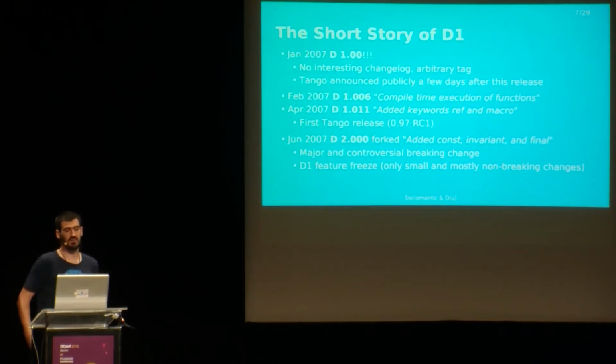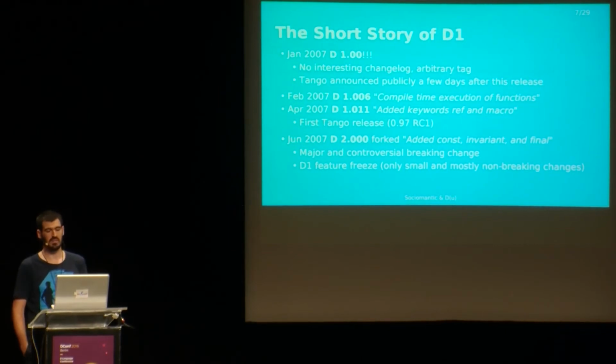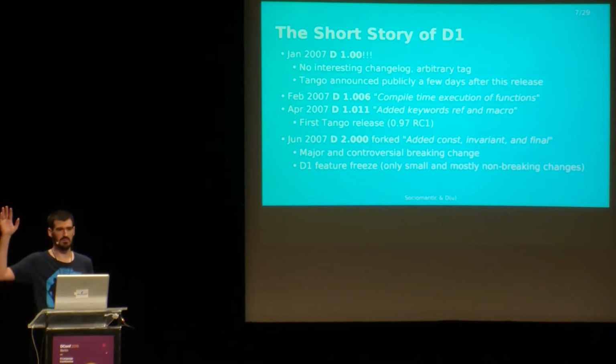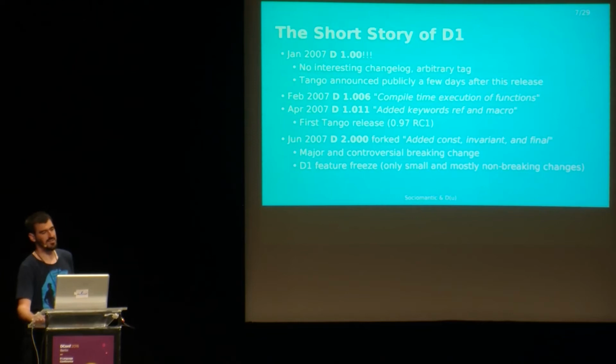By April, we have the first Tango release. It was a release candidate. Also, there were added the ref and macro keywords to the language. Macro, I don't know if anybody remembers macro. OK, just a few of you, lucky guys. So it was something related to trying to allow manipulating the AST for metaprogramming. It never took off. It was delayed until D3, so you have to wait a little bit, I guess.